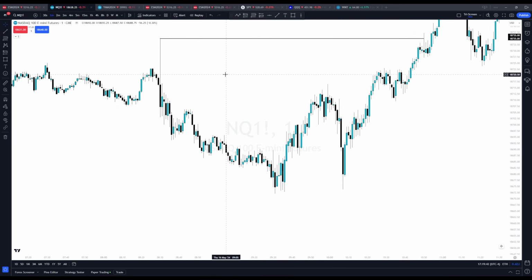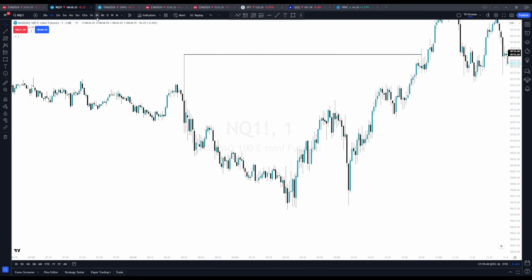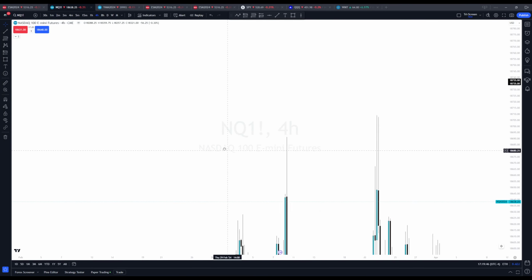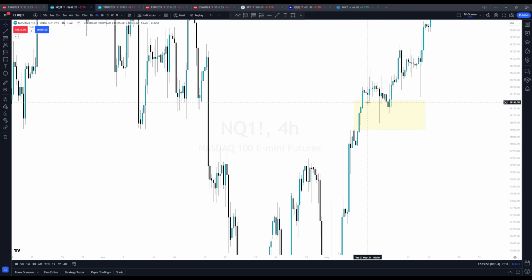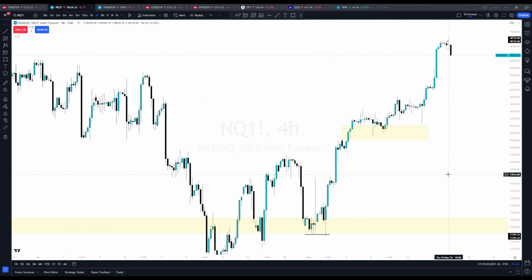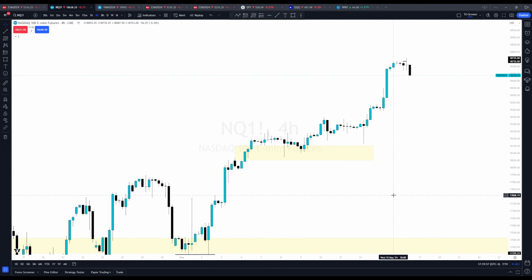But let's break this down and see what happened. I'm going to get into SMTs here. An SMT is called a smart money technique, but basically, an SMT is when ES or NQ takes a low and the other doesn't.